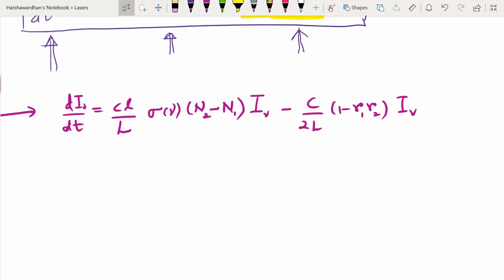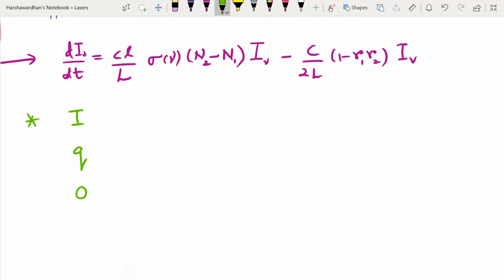I just want to note a very important characteristic: we can talk about intensity, or the photon number, or the photon flux. These are all quantities related to each other. For example, my intensity is energy density times c. Photon number can be related to the energy density: h nu is the energy of one photon, so h nu times Q divided by the volume of the cavity gives me an energy density. Similarly, the photon flux phi is energy density times c, divided by the photon energy, which gives me photon flux.